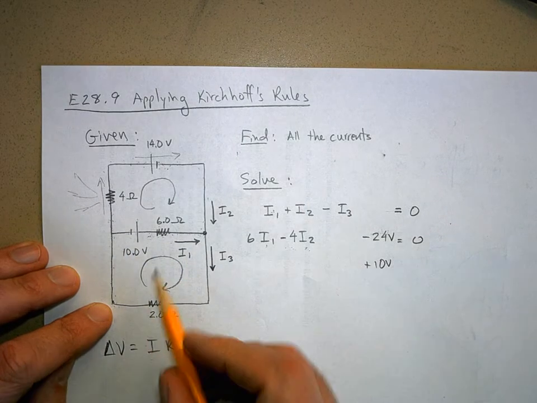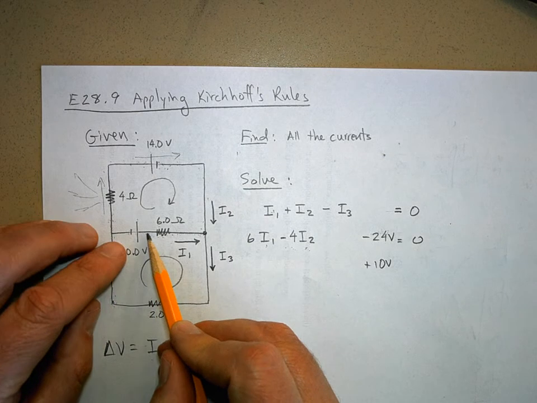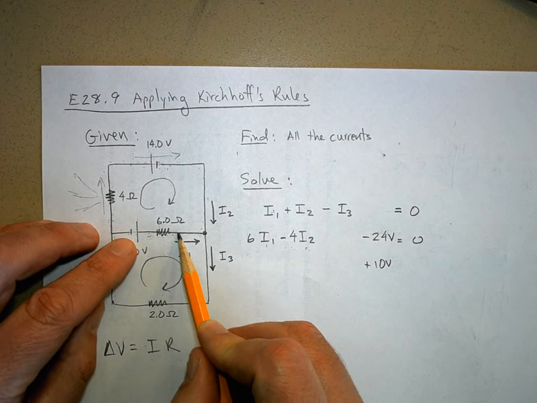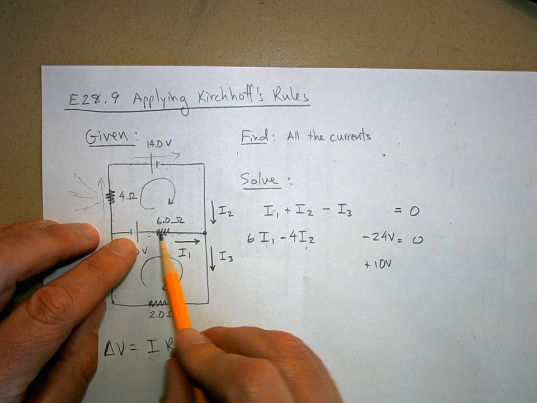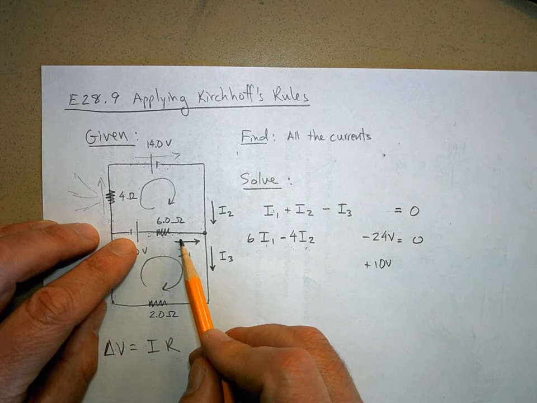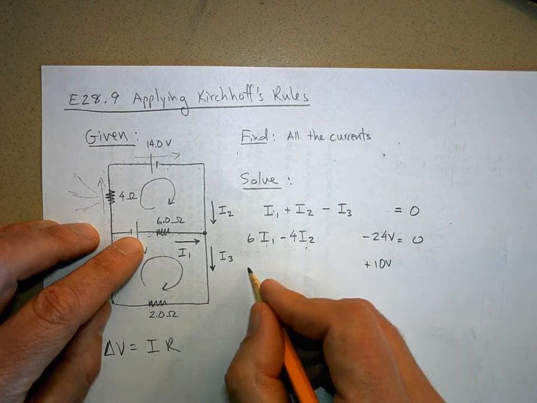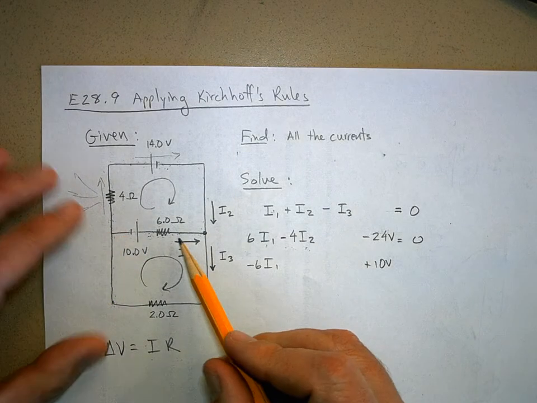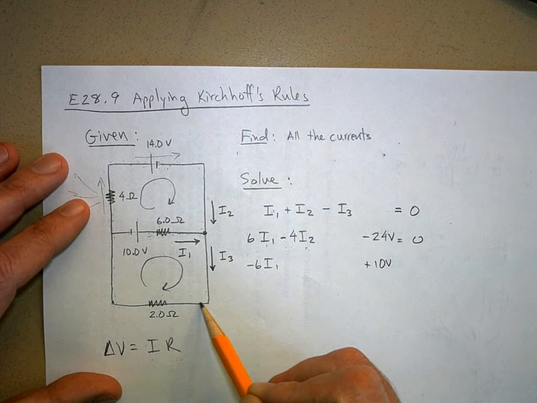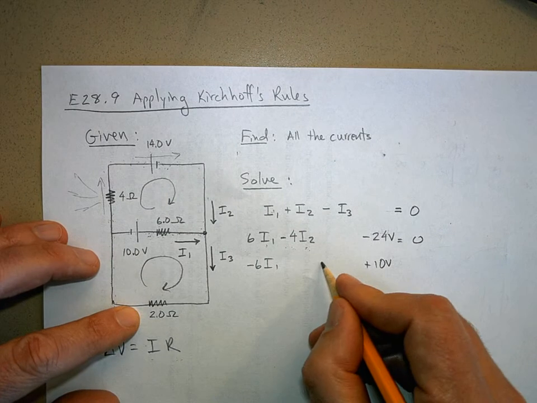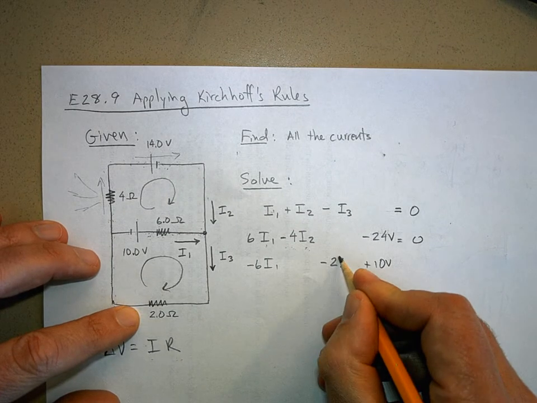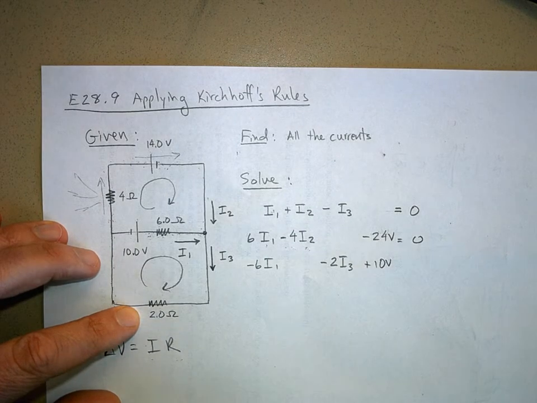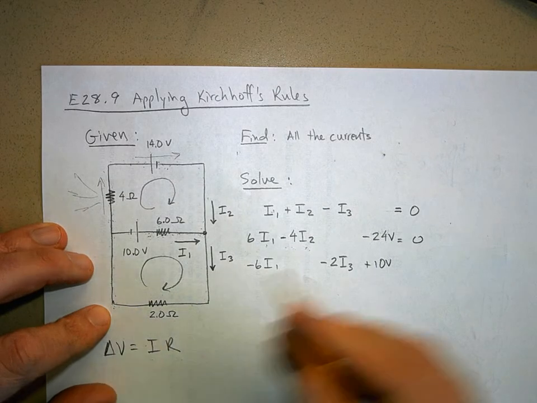Okay, so now I get to this. I'm going to go over here. Oh, I'm going with the current. I'm going down a little waterfall. I'm dropping in voltage. It's going to be minus 6I1. And then I go down here. I'm going with the current, minus 2I3. And now I'm back to where I started.